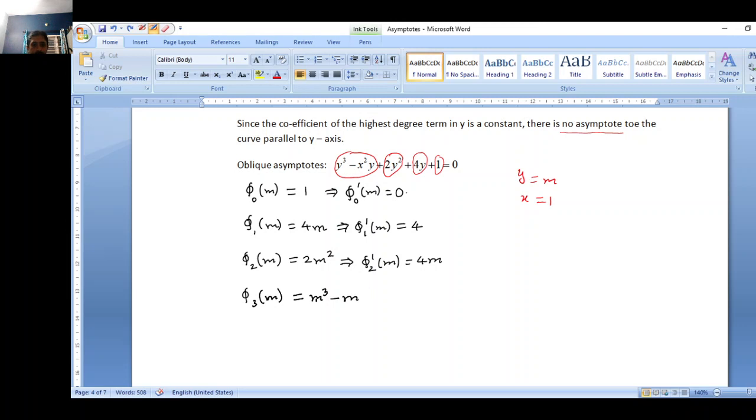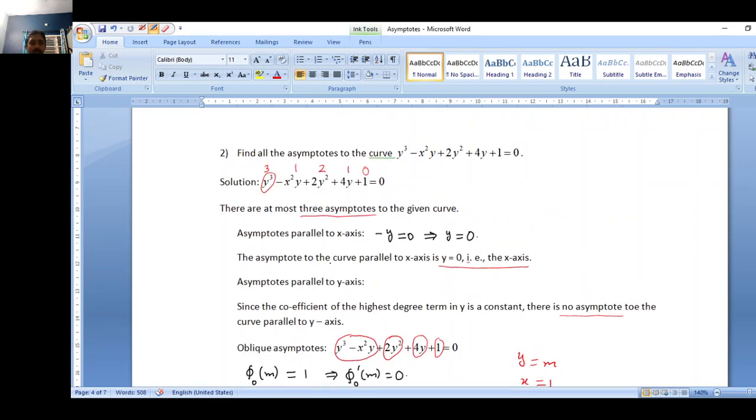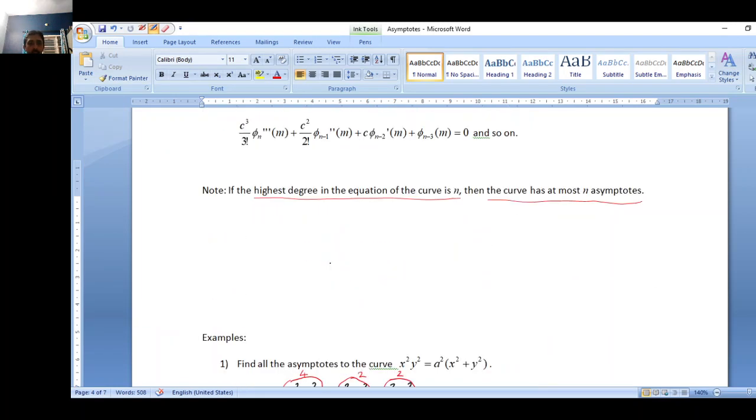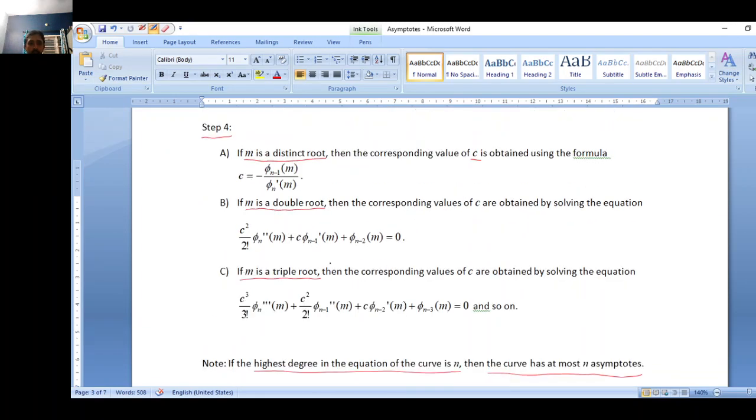Okay, do we have a phi 4 of m? Of course not, because the highest degree term is 3. The highest degree is 3, so the highest degree term will give me only phi 3 of m. Okay, so now this completes the second step in finding the oblique asymptotes. Okay, so second step would be this.